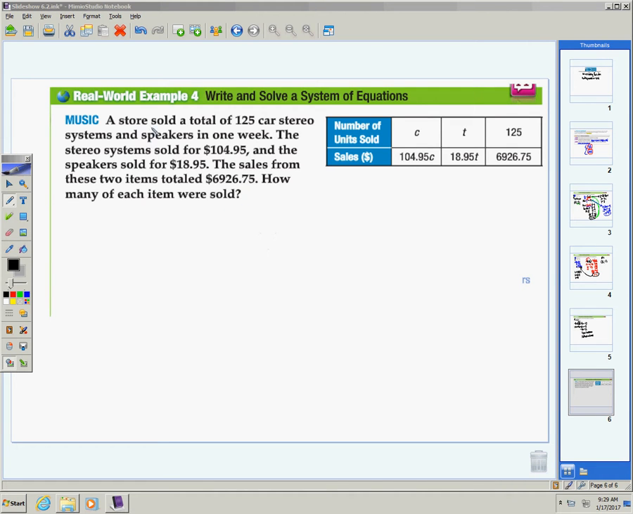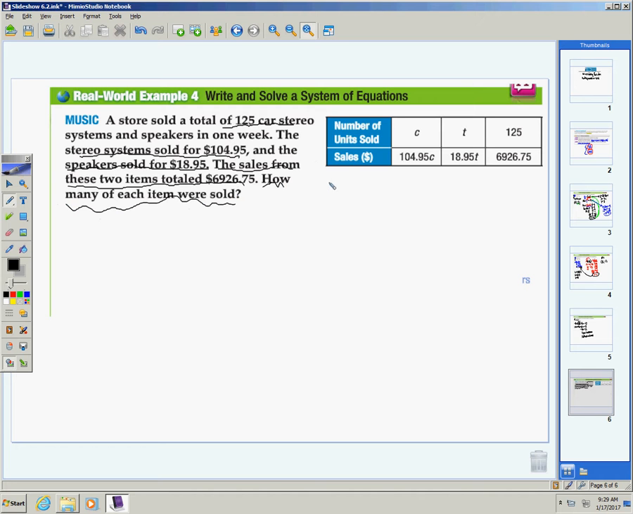Example, we've got a store that sold a total of 125 car stereo systems and speakers in 1 week. The stereo systems sold for $104.95. Speakers sold for $18.95. The sales from these two items totaled $6,926.75. We want to know how many of each item were sold.